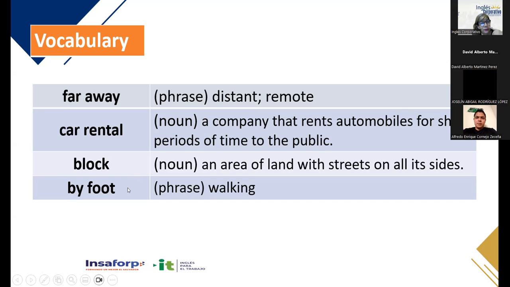By foot, what is by foot? It's a phrase when you're walking. For example, you say by car, by bus, by motorcycle, by bicycle. Either way, you travel. So if you travel walking, you say by foot. Okay, a pie, a pata. Ratitos caminando, ratitos a pie, ratitos a pata.